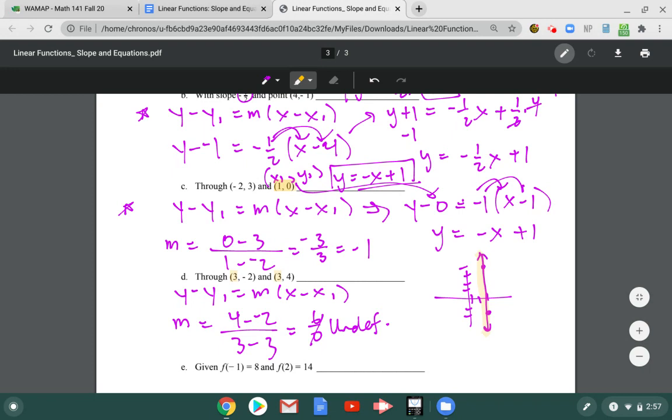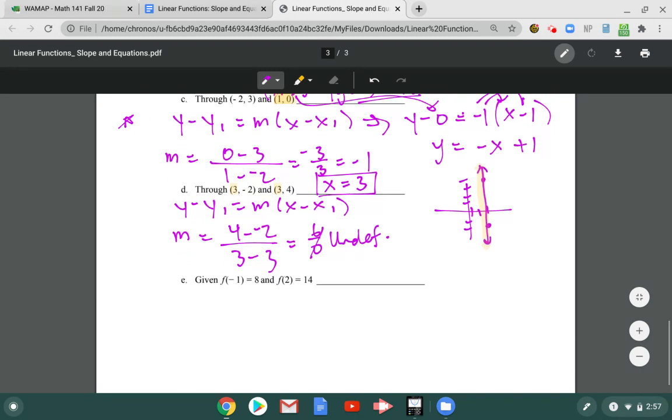That's my whole equation. So my equation is not a function, so I can't do a y equals, but this one is a vertical line, x equals 3. You can actually plot any of these. I'm not plotting all of them, but when you end up with something like undefined, plotting it is a really great way to figure out what to do next.